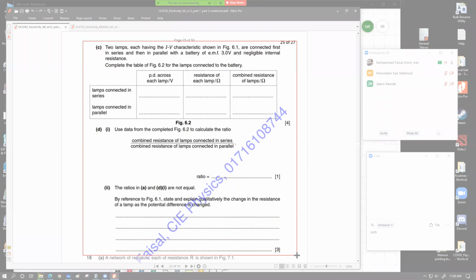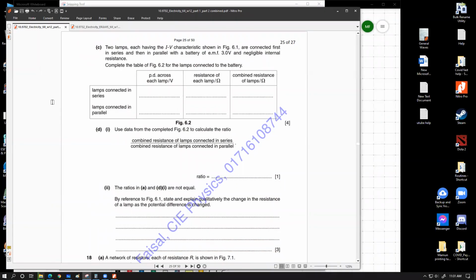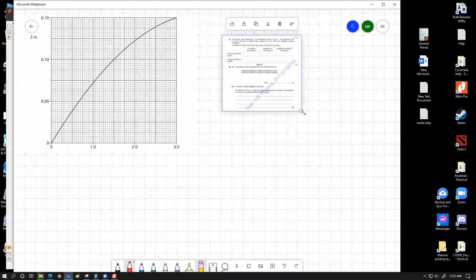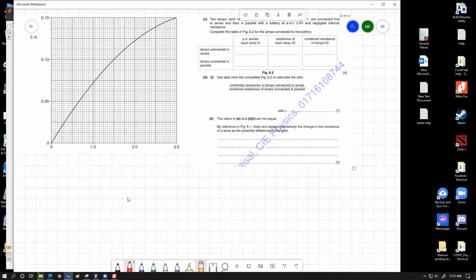So let's take out this whole thing and place it on the side so that I could do my writing at the bottom. Okay, let's have a look.